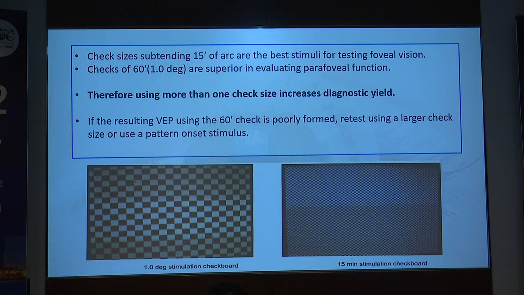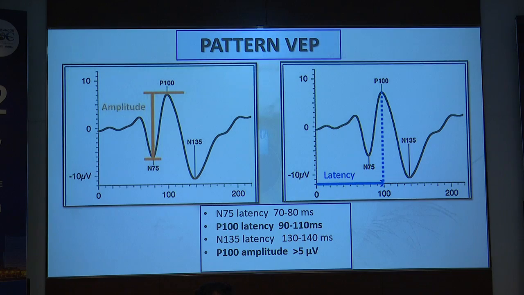Now, check sizes subtending 15 minutes of arc are the best stimuli for testing foveal vision. And checks of 60 minutes or 1 degree are superior in evaluating parafoveal vision. Therefore, using more than one check size increases the diagnostic yield. If the resulting VEP using the larger check is poorly performed, then we have to use an even larger check than that, or use a pattern onset stimulus.